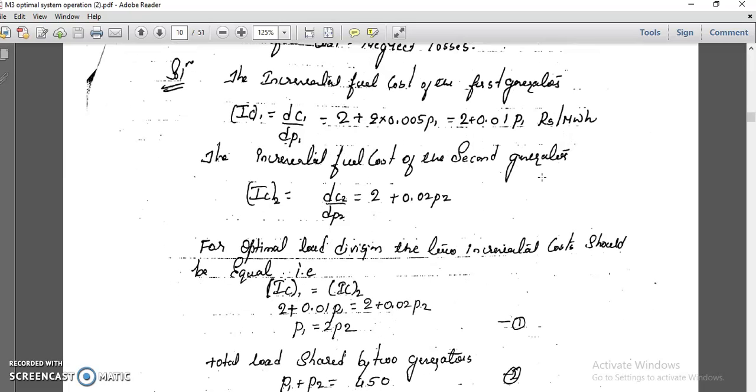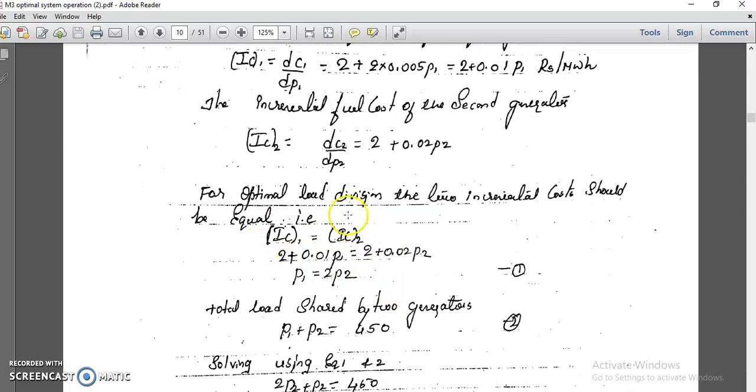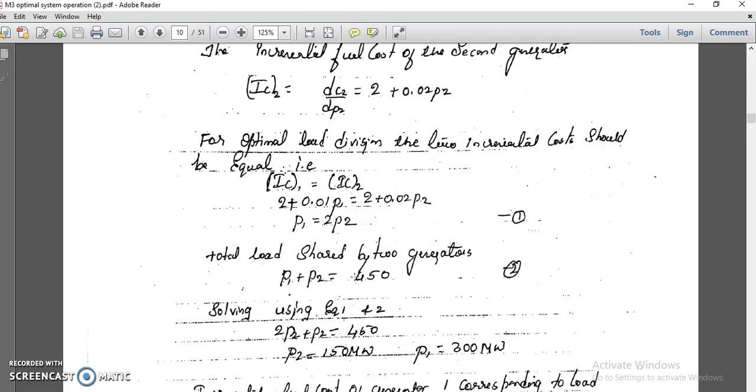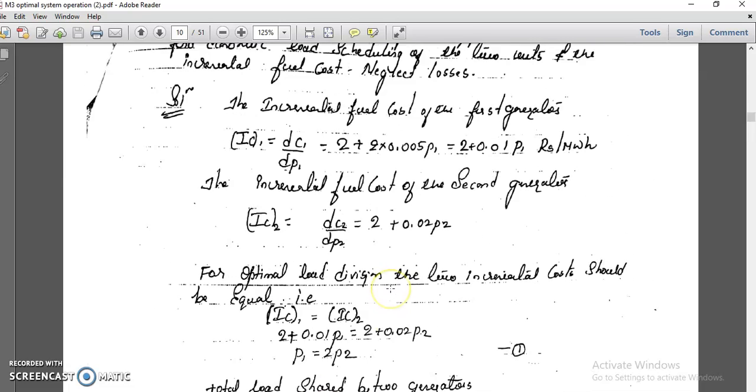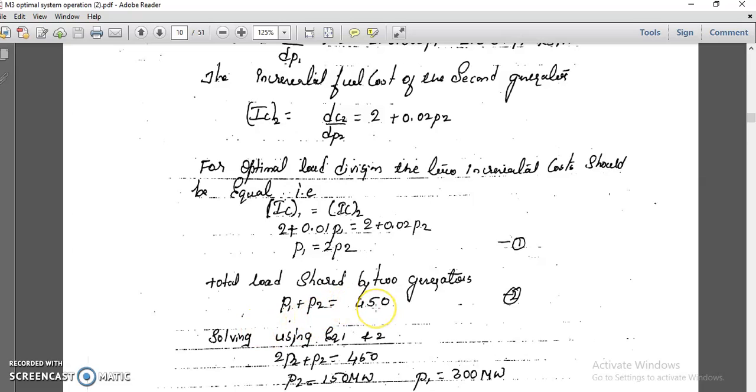Okay, so now what you have to do here is equate both equations, IC1 and IC2. If you equate both, you will be getting P1 plus 2 P2. This is the first equation. And the same equation you rewrite as P1 plus P2 is equal to the total demand, which they told you is 450 megawatt.